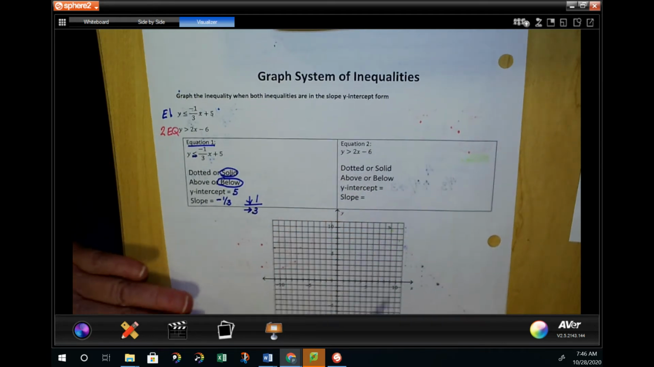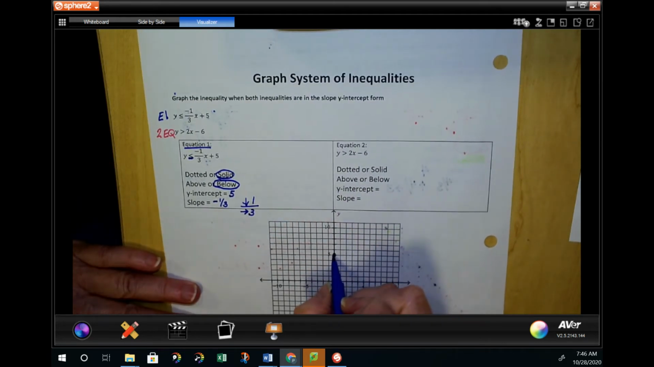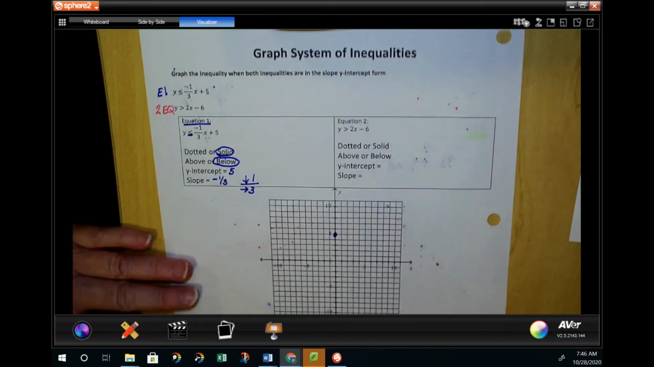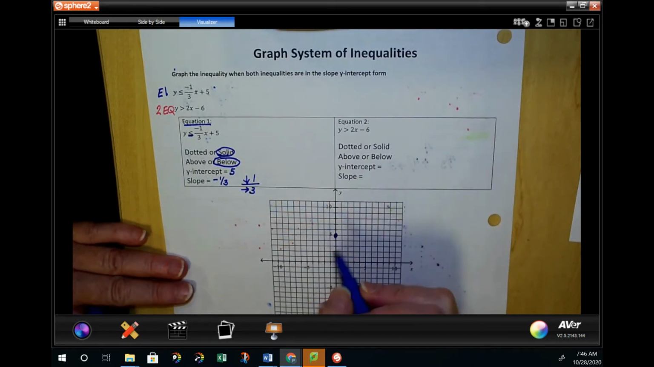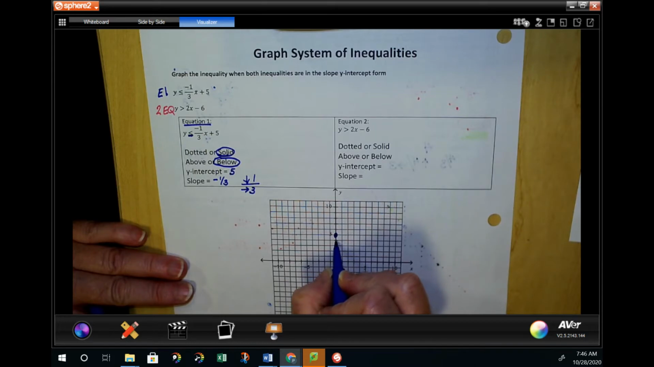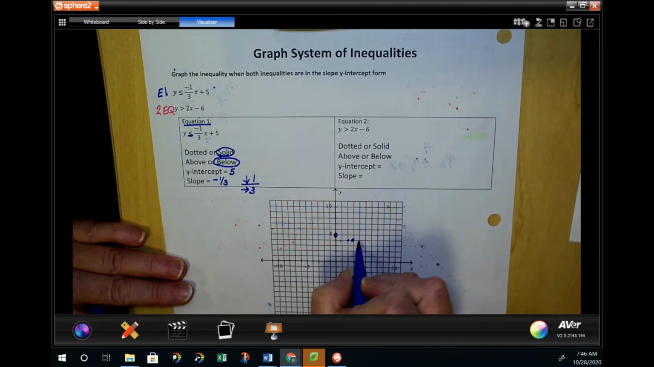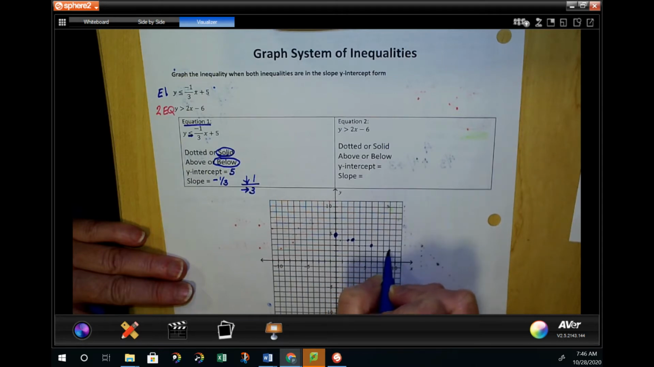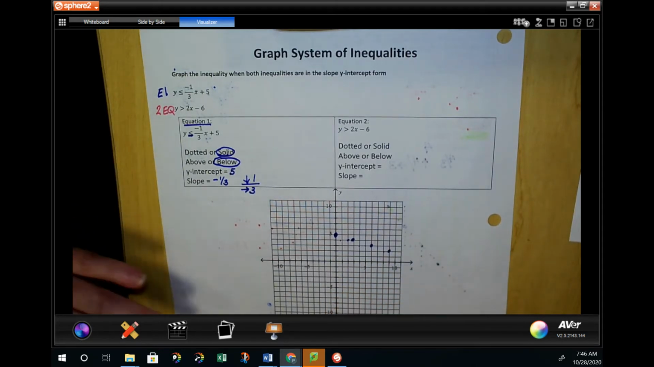So we're going to graph our y-intercept, which is at 5. And then you're going to go down 1 and to the right 3. Down 1, then 1, 2, 3. Oops, that's 2. Then down 1 and to the right 3 again. So you keep going through and doing that.